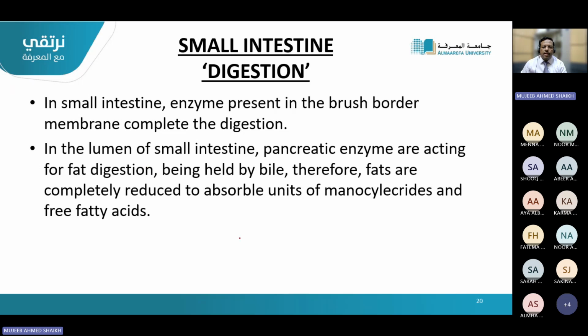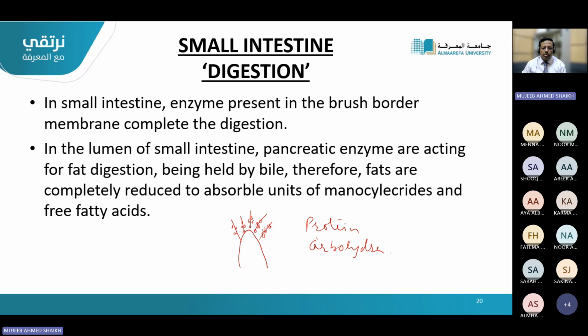So where are the enzymes present? Enzymes are present on the brush border. Suppose this is one epithelial cell and these are the microvilli, or brush border. The enzymes are located here. Which enzymes are located here? The enzymes for digestion of protein and carbohydrate only.